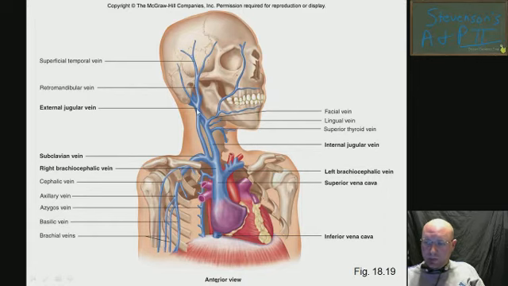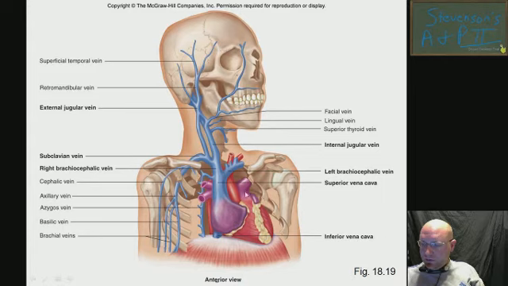Moving on down, before it even branches into that, it was the external jugular vein. You have your facial veins, lingual veins, and superior thyroid veins branching off the internal jugular vein. Remember, you have the external and the internal jugular veins. Below this you have your subclavian vein. Remember, you have the subclavian artery going around the shoulder, and the vein around the shoulder, subclavian.